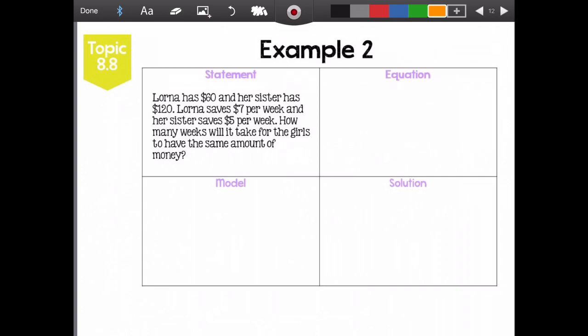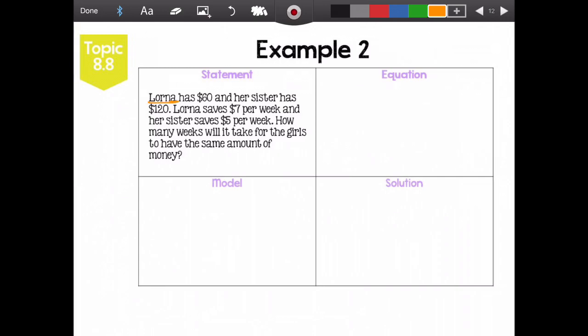So again, Lorna has $60 and her sister has $120. Lorna saves $7 per week and her sister saves $5 per week. How many weeks will it take for the girls to have the same amount of money? Okay, so we're talking about two people, Lorna and her sister. Lorna is going to be on the left and her sister is going to be on the right. We're going to set them equal to one another because it says how many weeks will it take for the girls to have the same amount of money.